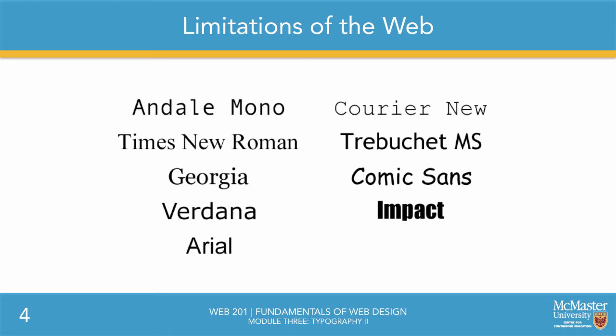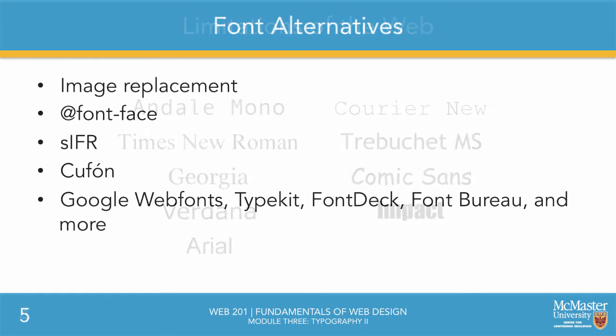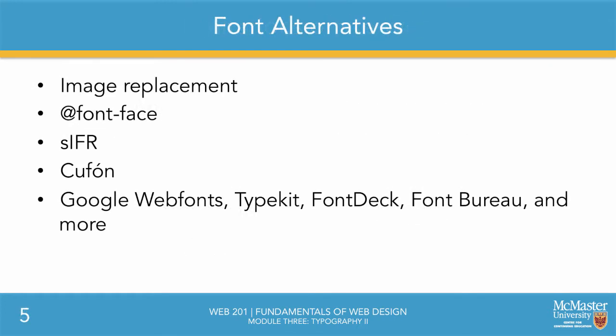Now, even though we only have 9 fonts available to us, there are actually a lot of alternatives. We have things like image replacement, @FontFace, Cipher, Kufon, and things like Google Web Fonts, Typekit, FontDeck, Font Bureau, and more. So image replacement is exactly what it sounds like. Where there used to be text, we replace it with an image, which gives us all kinds of benefits.